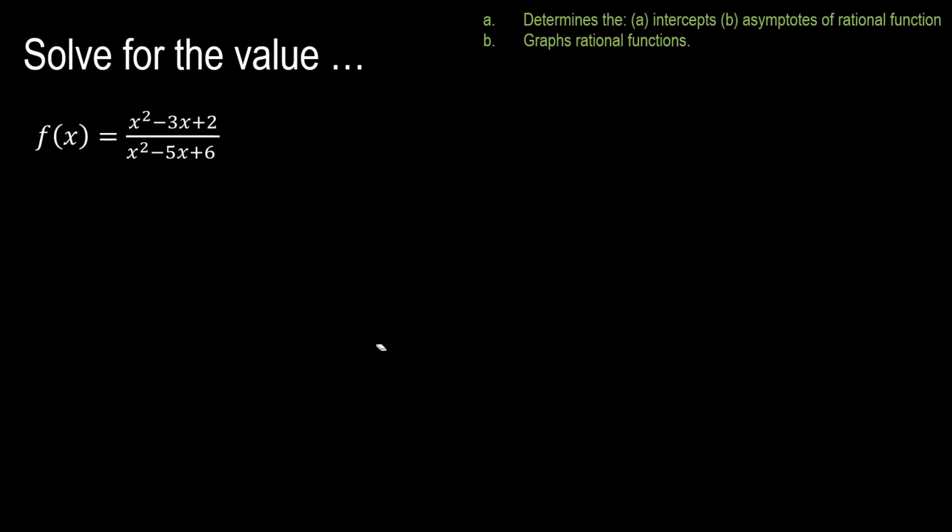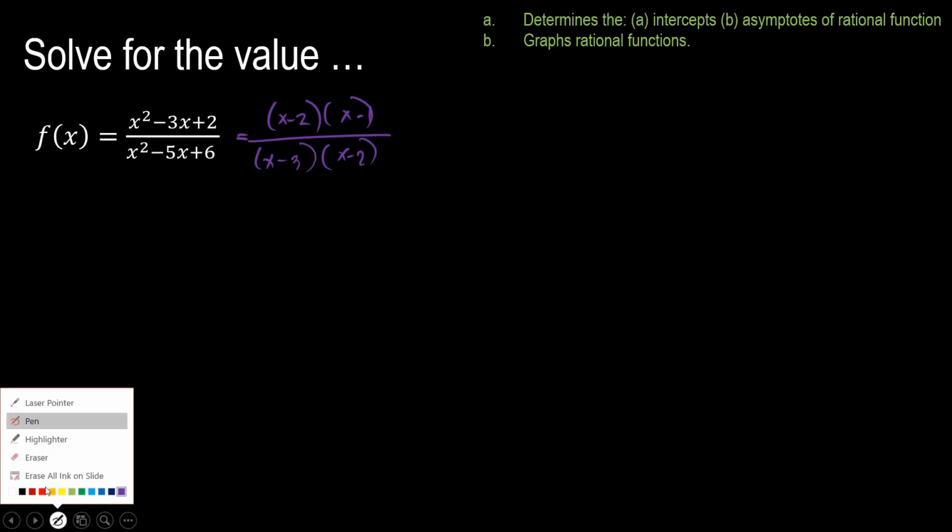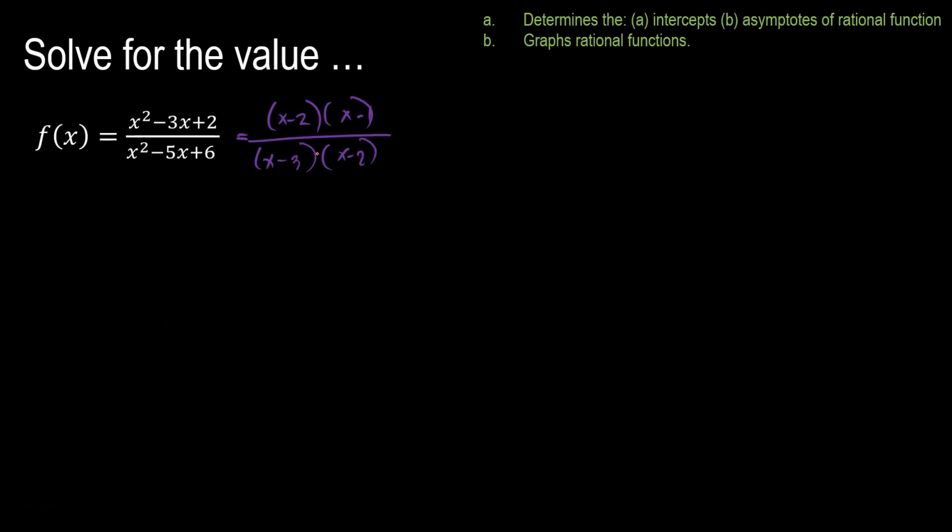Okay, so given x squared minus 3x plus 2 all over x squared minus 5x plus 6. The first thing we will do is to factor this out, because we might be able to simplify, class. So we have x minus 2 times x minus 1, over x minus 3 times x minus 2. You do the checking, do the FOIL method, class, to see if our factors are correct. As you can see, we can cancel this, class. What remains is x minus 1 all over x minus 3.